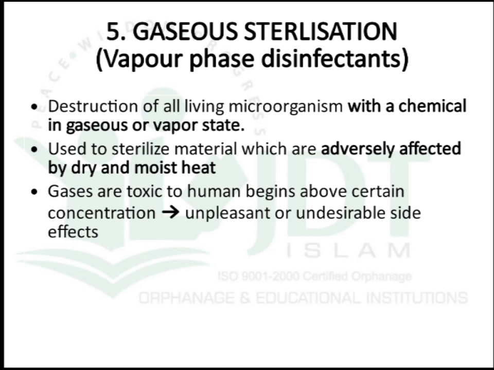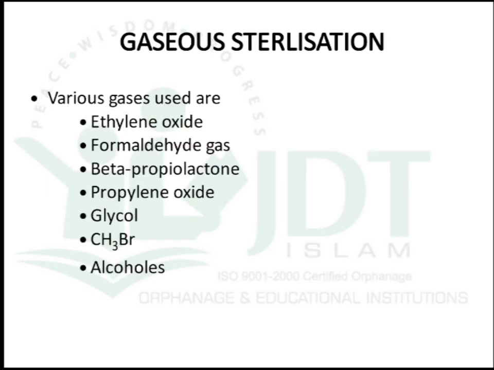These gases are toxic to human beings above a certain concentration, and this will lead to unpleasant and undesired side effects. Different gases used for gaseous sterilization are ethylene oxide, formaldehyde gas, beta-propiolactone, propylene oxide, ethyl bromide and alcohol.